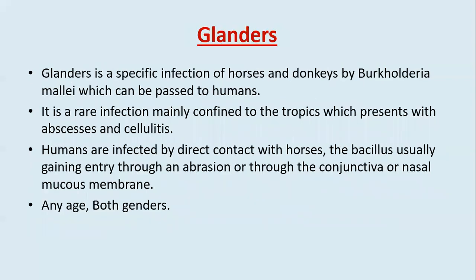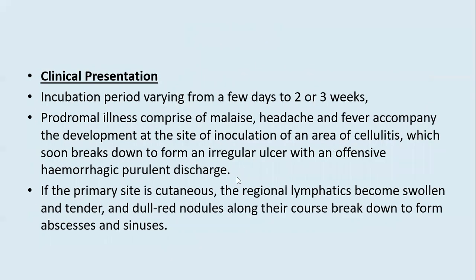Glanders. Glanders is a specific infection of horses and donkeys by Burkholderia mallei, which can pass to humans. A rare infection, mainly confined to the tropics, it presents as abscess and cellulitis. Humans are infected by direct contact with horses. The bacillus usually gains entry through abrasion or through the conjunctiva or nasal mucous membrane, in both sexes.